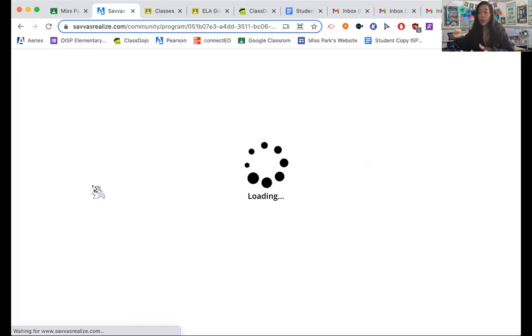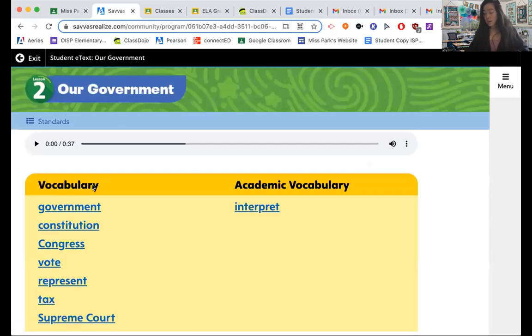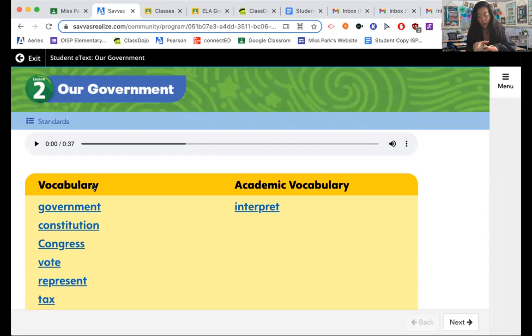Now, if you're using your book, you can go to the table of contents, look for chapter 3, and then look for lesson 2, which starts on page 80. Go to page 80 if you're in your book. This is page 80 in your book. Okay, page 80, our government.